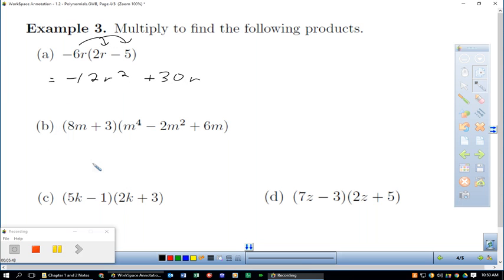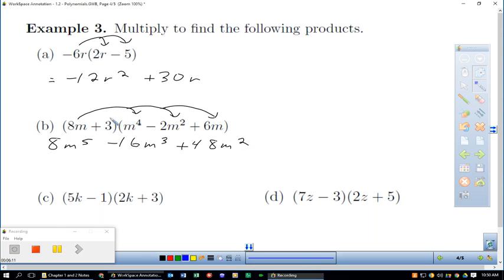we have to make sure we multiply everything here by everything else. So we're going to take each of the two terms here, multiply each of these three over here. So I'm going to draw arrows just to keep up with it. Okay, that is 8m to the 5th minus 16m cubed. Let's see, plus 48m squared.